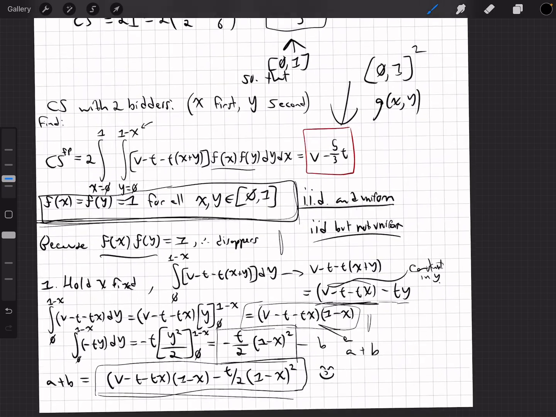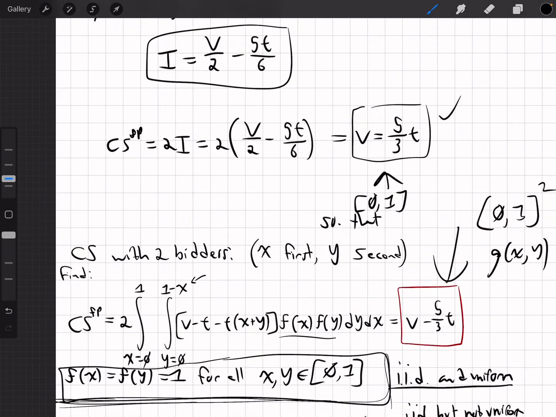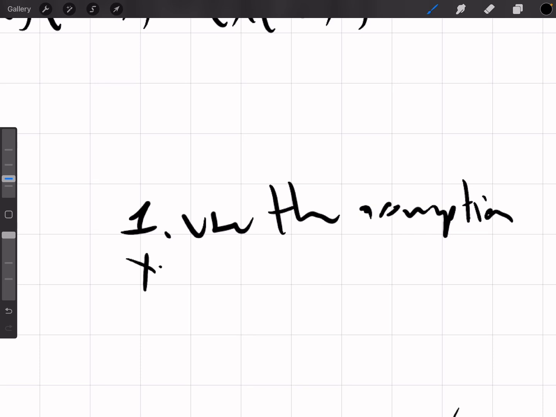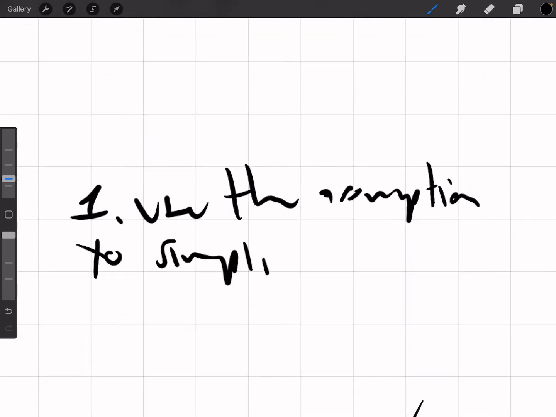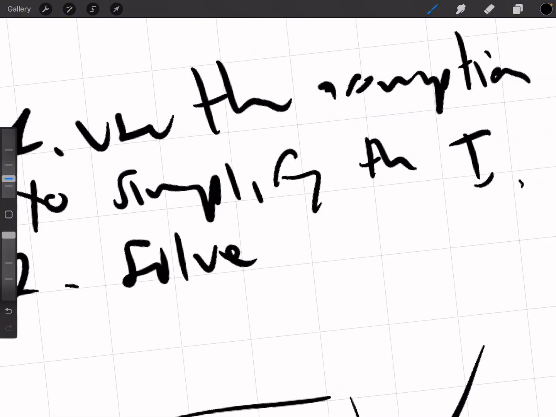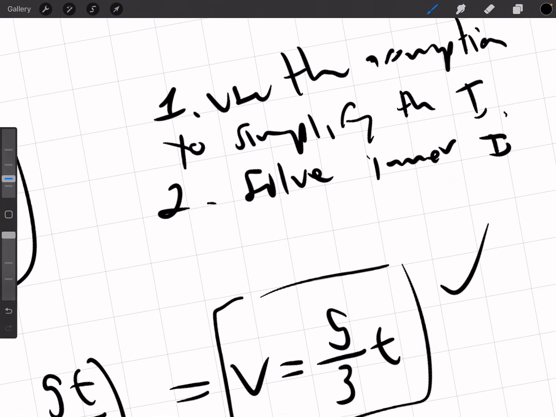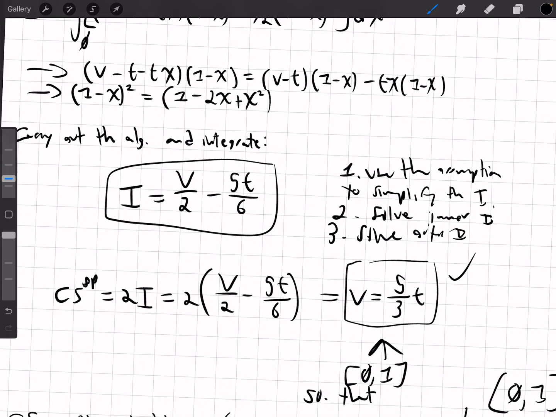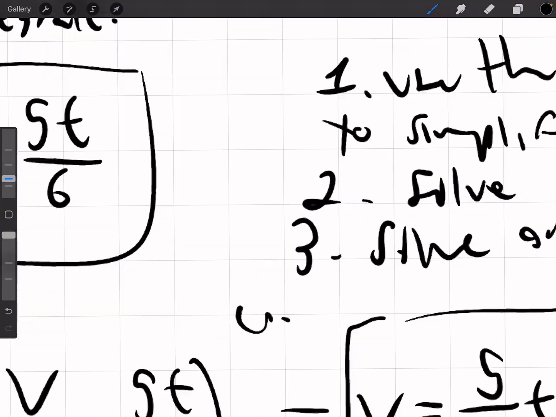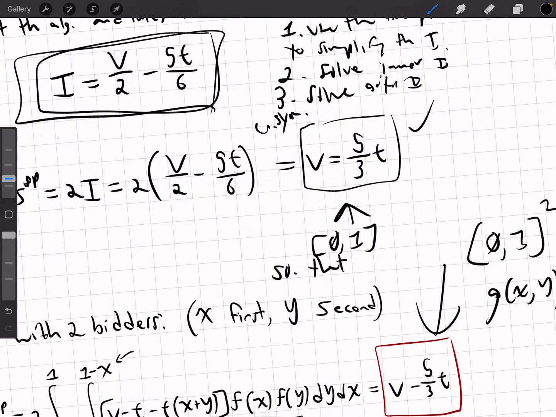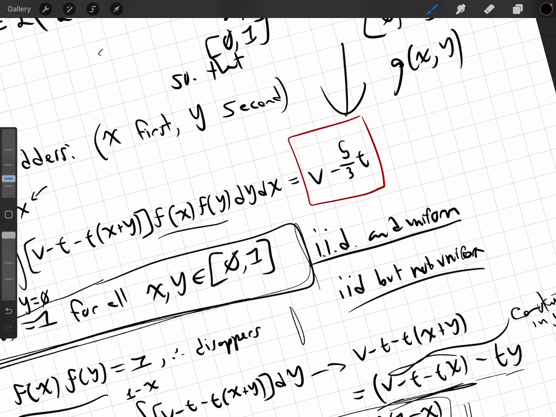And I want you as homework to go through this question and make sure you got it. As a little bit of a recap, number 1, use the assumption to simplify the integral. And then solve the inner integral. Then solve the outer integral. And then I guess finally for symmetry, which is pretty dang easy, you just multiply what you get by 2. All right? And then you're getting the same answer as they got.